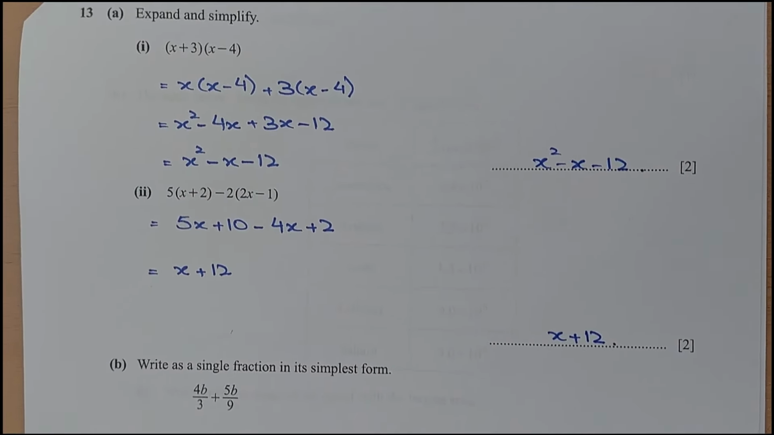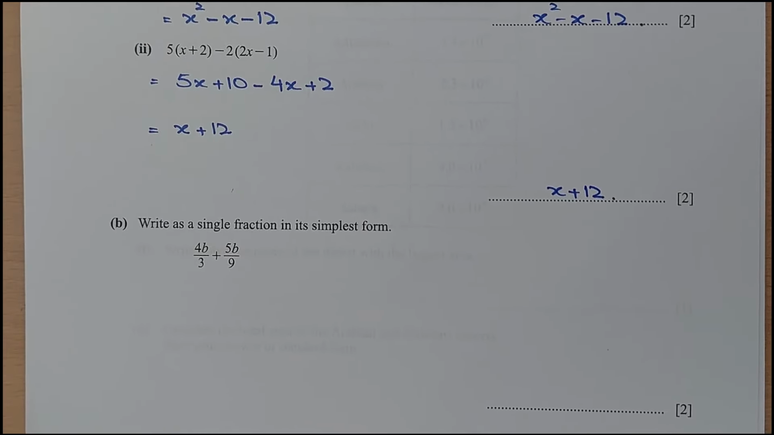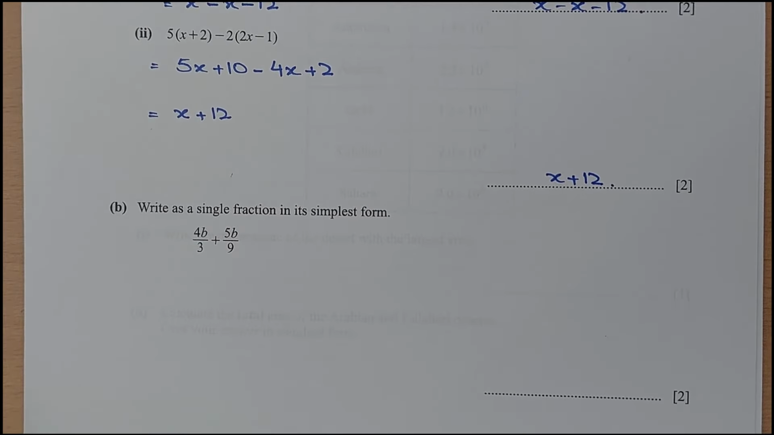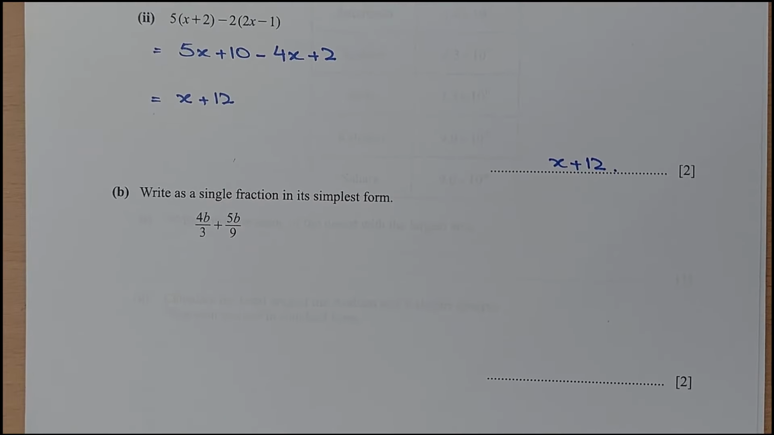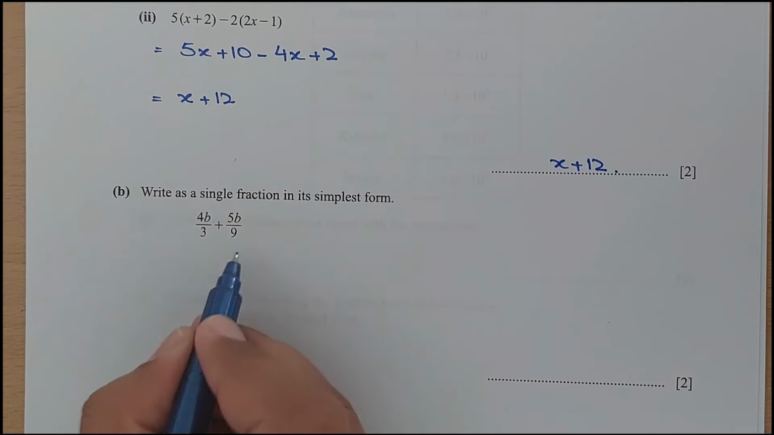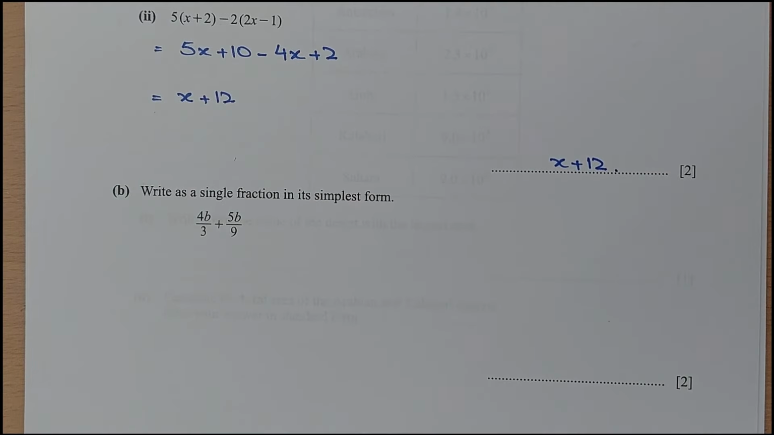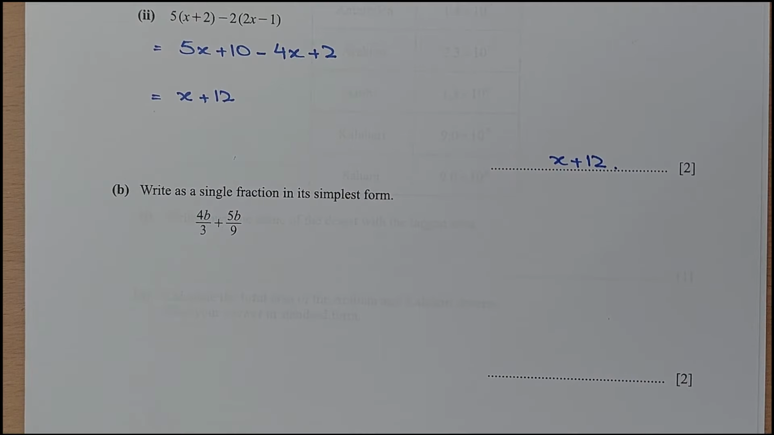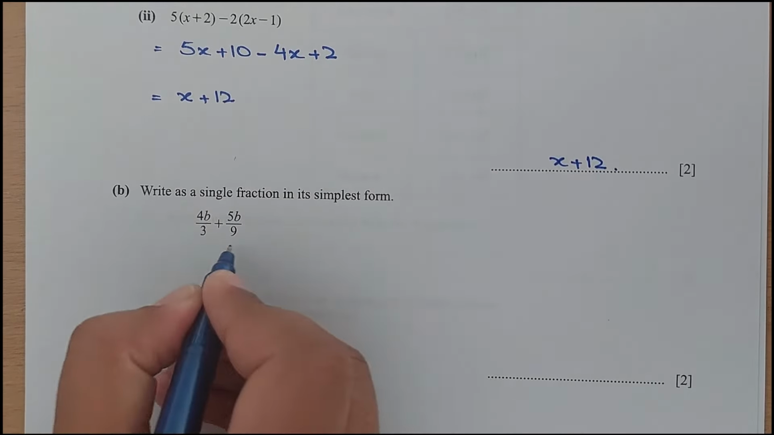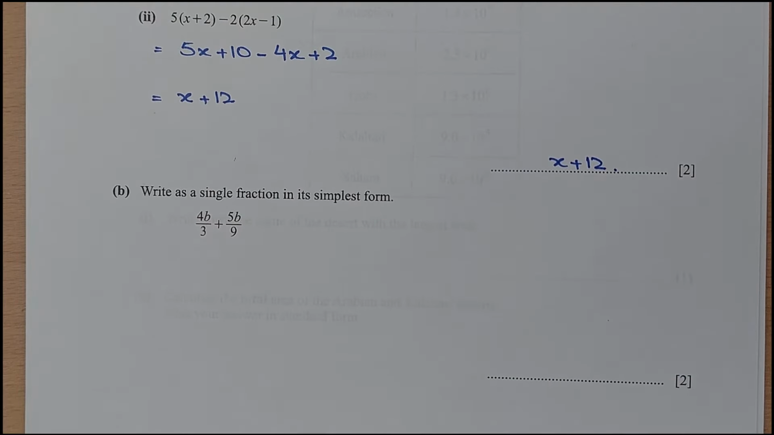Right. Now for the B part, write as a single fraction in its simplest form. So again, we have two fractions, and we need to add them. We can add two fractions when the denominators are the same. We have 9 and 3, so the common denominator is 9.